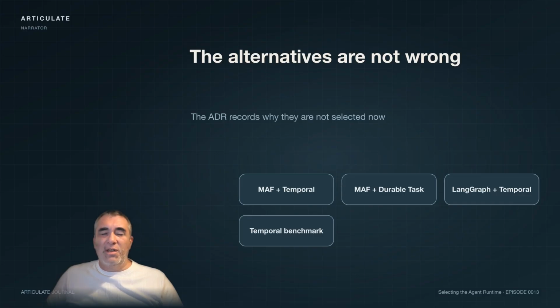Microsoft Agent Framework and Temporal remains compelling. Microsoft Agent Framework with Durable Task deserves further experimentation. And LangGraph with Temporal is particularly interesting if reasoning orchestration becomes significantly more sophisticated. And Temporal remains the benchmark I would come back to if durable execution becomes more demanding than Dapr Workflows can comfortably support. ADR1 isn't declaring those alternatives are wrong. It's recording why I'm not choosing them now. And that's what I think an ADR should do.